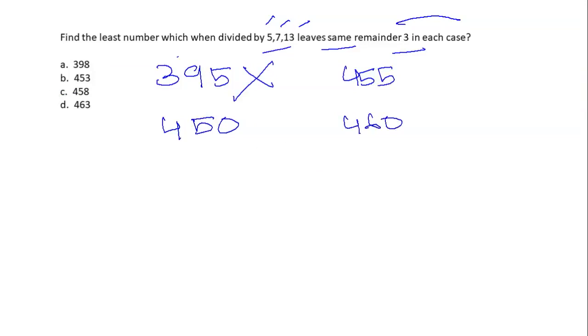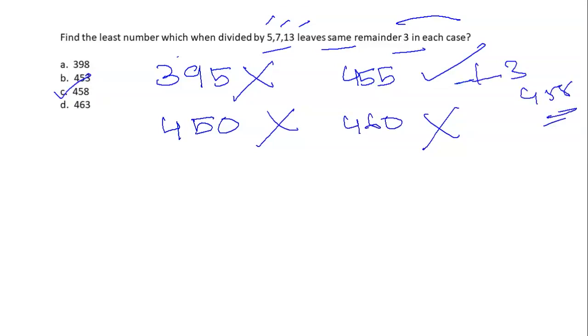450 divided by 7: 6 times 42, 30 is not possible. 455: 6 times 42, 35, yes. 460: 6 times 42, 40 is not divisible by 7. So your answer is 455 plus 3, which is 458. That's all. Okay, next question.